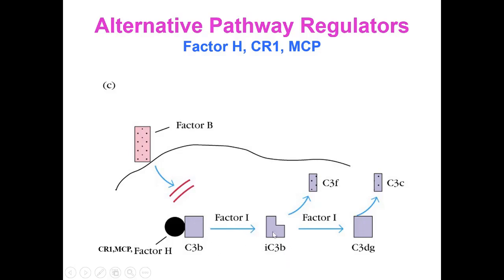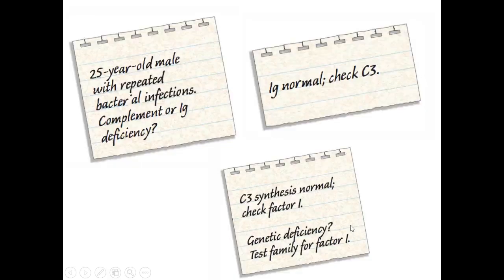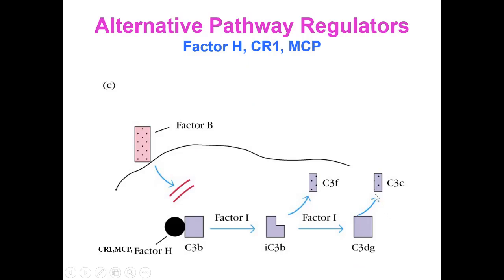First, iC3b is produced, and after that, iC3b is cleaved again by factor I into smaller fragments, C3c. C3c is soluble, but C3dg and iC3b are bound on the target cells. And C3f is also a soluble fragment.